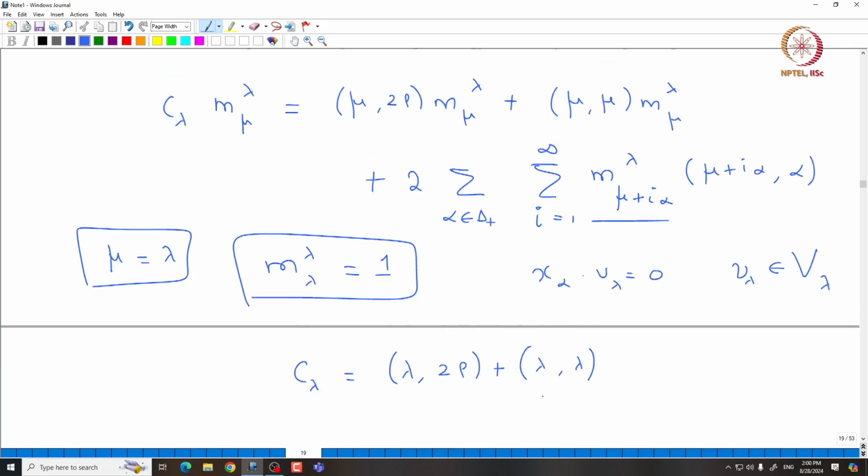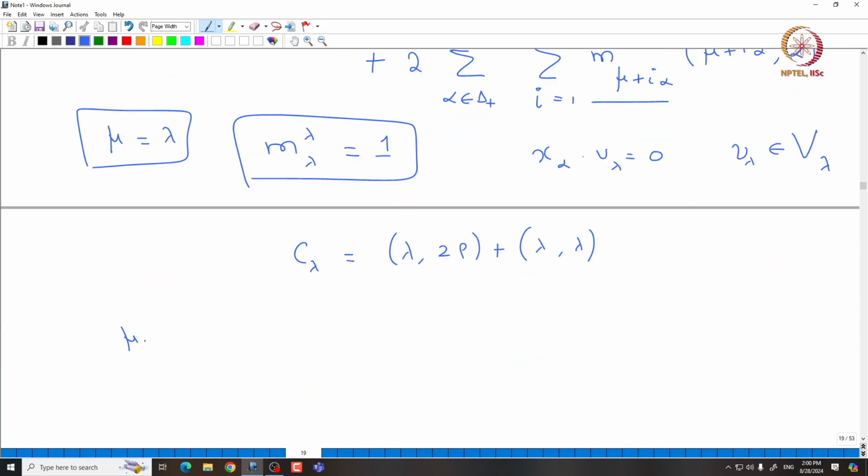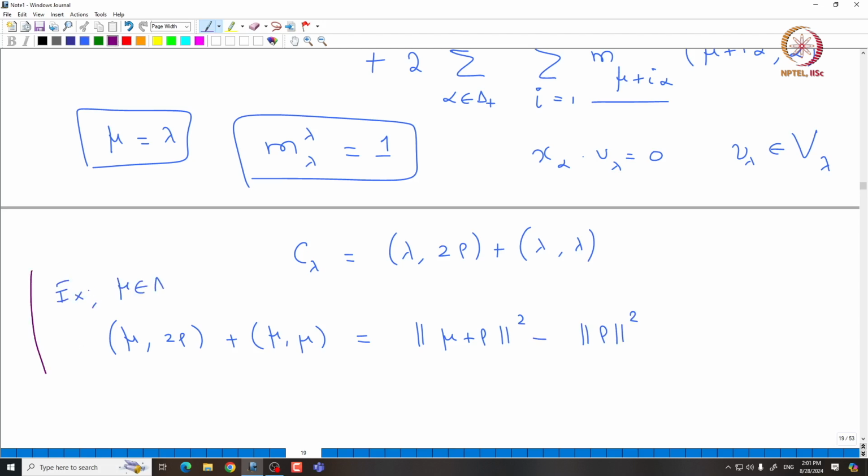But it is not hard to see that for any mu, (mu, 2 rho) plus (mu, mu) is exactly equal to the norm of mu plus rho squared minus the norm of rho squared. So, this is true for any mu in lambda. I will leave it as an exercise; this is not very hard.